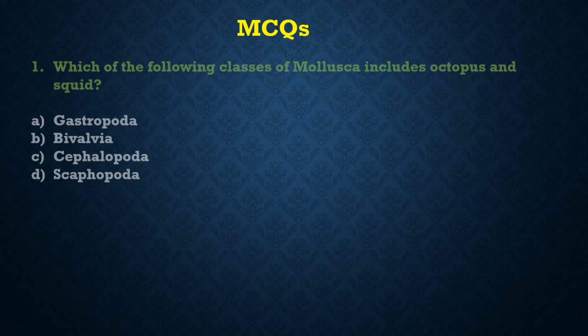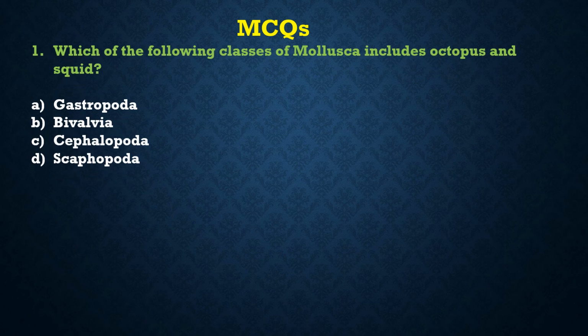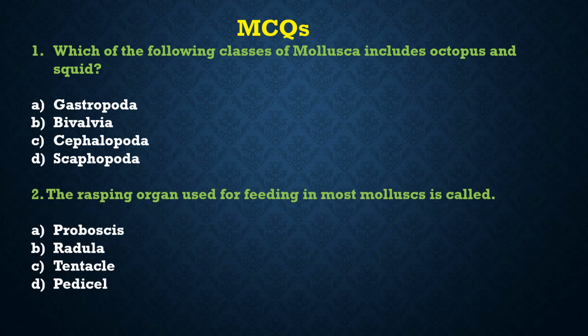Now take a break and answer these questions. Which of the following classes of Mollusca includes octopus and squid? The rasping organ used for feeding in most mollusks is called? The answers are Cephalopoda and radula.